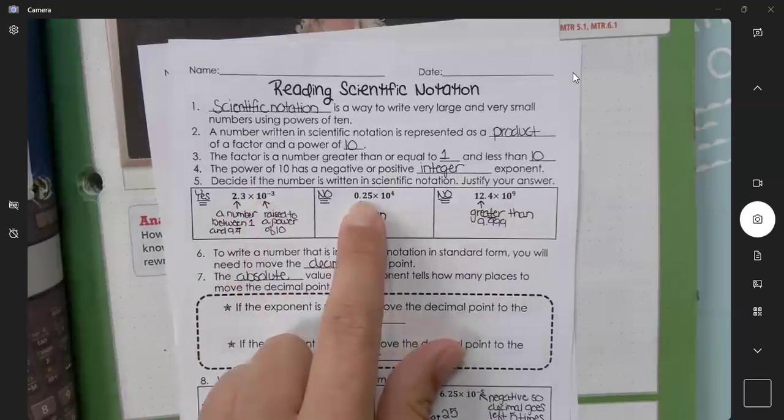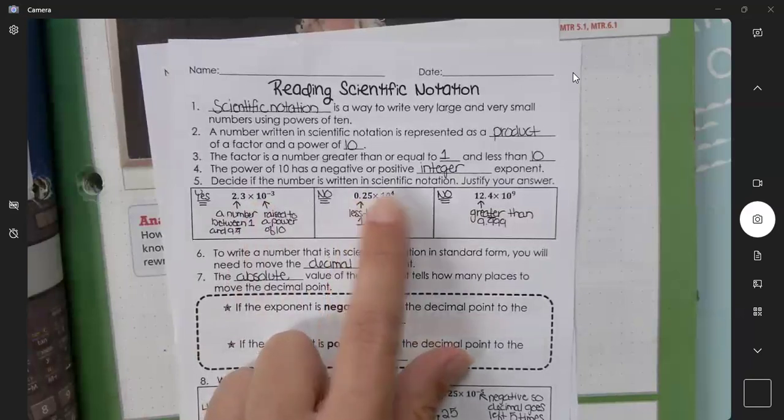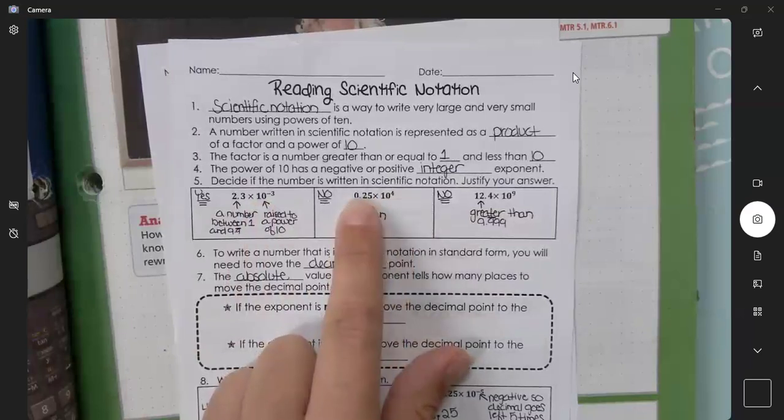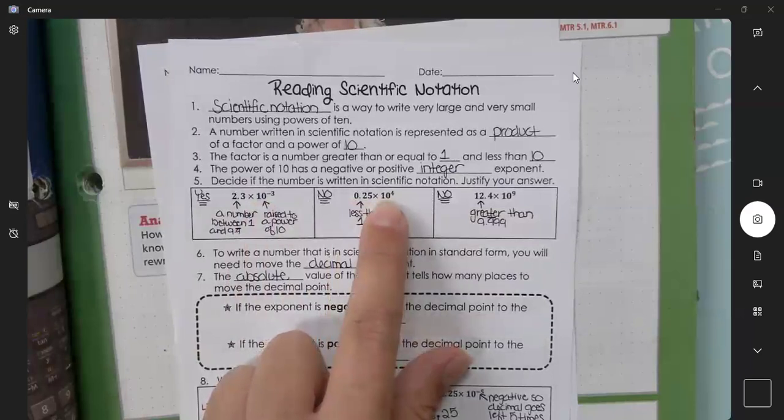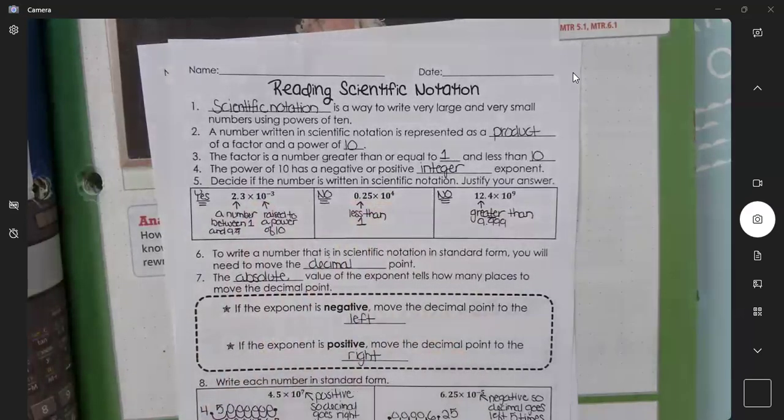This one is not, because this number is less than 1. 0.25 is less than 1. So this is not proper scientific notation. You would need to bring the decimal over one more time and also then change the exponent. You can never move a decimal over here without making an adjustment over here. We'll talk about that when we get into adding, subtracting, multiplying, and dividing.